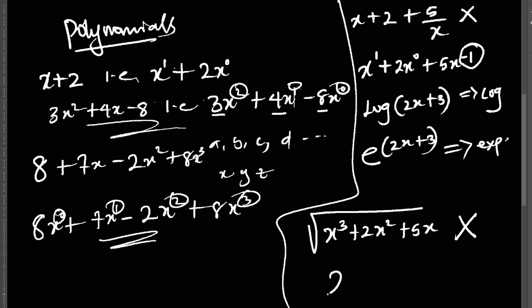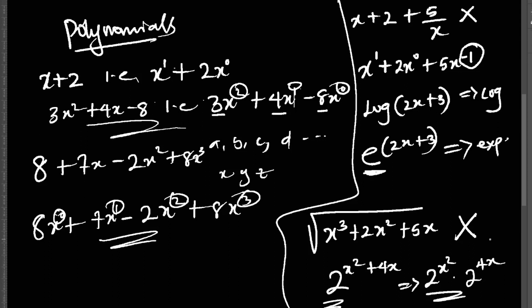Also, if I have another form of index, this is an exponent. If I have this exponent like this, let's say 2 to the power of x squared plus 4x, this is also not a polynomial. Why? Because of the base 2. If I rewrite this expression, I'll rewrite it as 2 to the power of x squared multiplied by 2 to the power of 4x. So this is not a polynomial. It's not a polynomial not because of the multiplication, but because of the base. I hope we understand this.